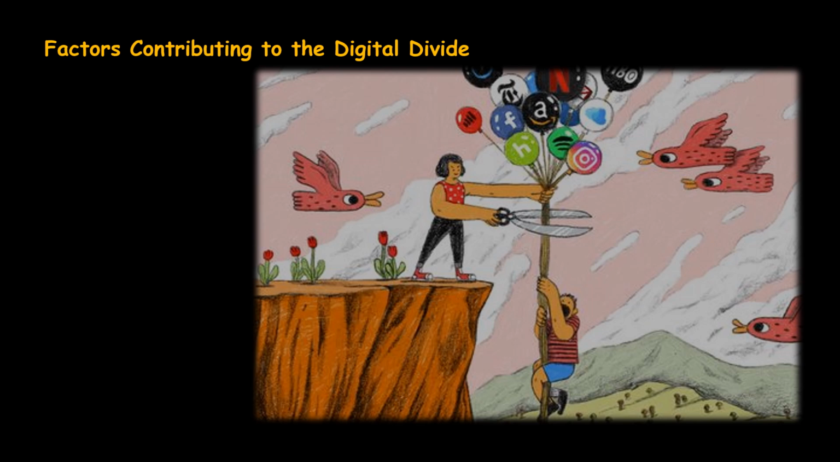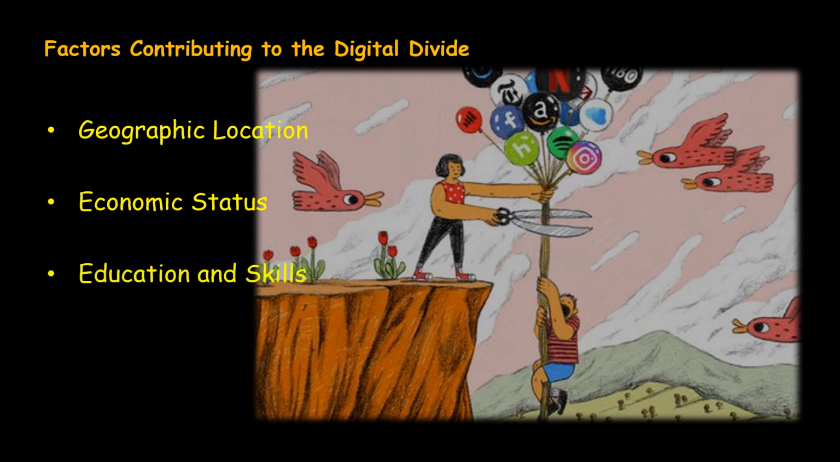Factors contributing to the digital divide. The digital divide is influenced by several factors. Geographical location is a significant one, as rural areas often lack high speed internet due to limited infrastructure. Economic barriers also prevent many people from affording devices or internet services. Education and skills play a critical role, as not everyone knows how to use digital tools even when they have access.